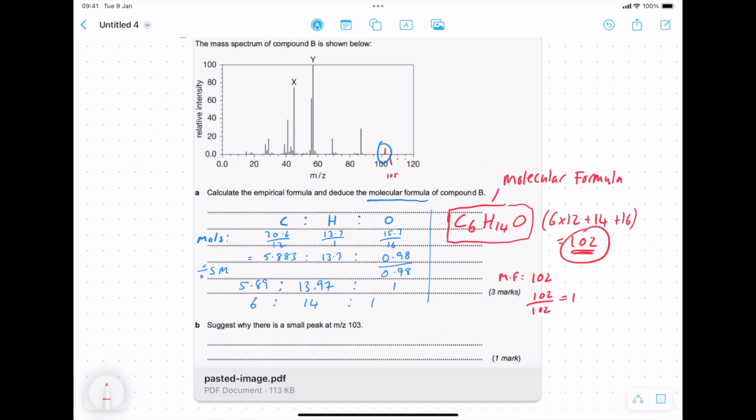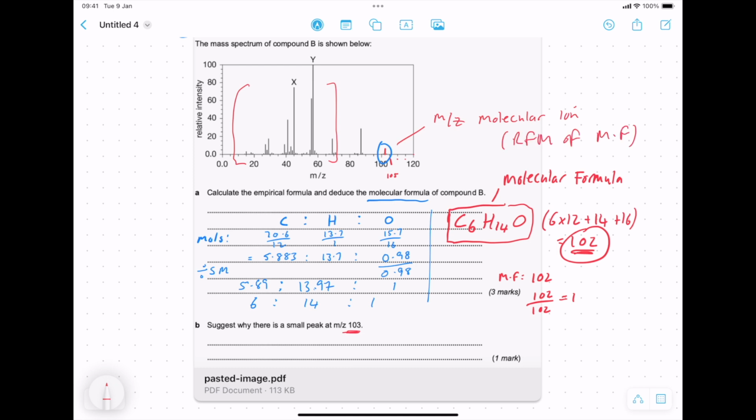Suggest why there is a small peak at m/z 103. Before we answer this question, let's discuss what I just mentioned. The fragment pattern is this region here, and it gives you an idea of what the molecule is made up of. You piece together the different fragments like jigsaw pieces, and it makes up the whole molecule. In this question, we're not given enough information, so that is why it's not asked. However, it does talk about the M peak, which is this last peak, by the way, known as the molecular ion peak, which is the heaviest peak on the graph and tells us the RFM of the molecular formula.